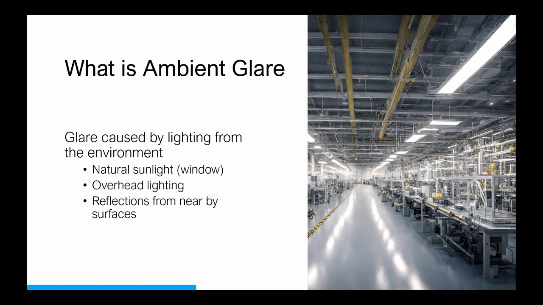Overhead lighting, in general, you have to illuminate the area for your operators to do their work, but if that causes a problem in the machine vision system, that doesn't mean you can just turn off the lights, remove the ambient lighting, because it's necessary. So we have to find ways to remove the light for our machine vision system, but not for everybody else. And it can even come from reflections from nearby surfaces.